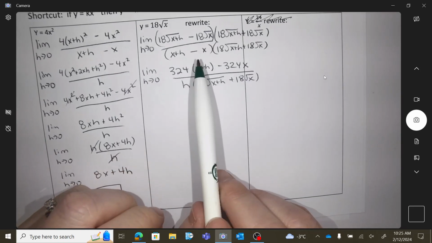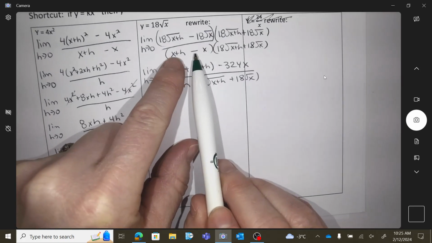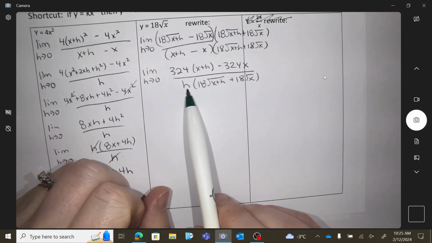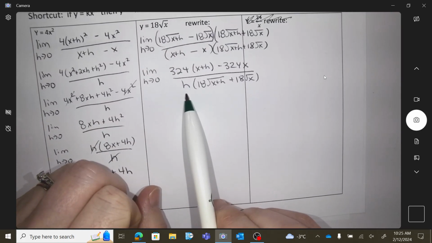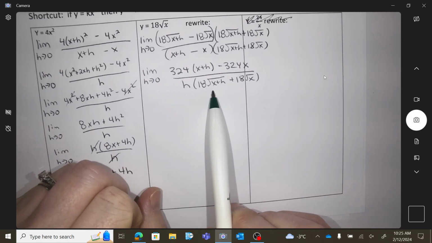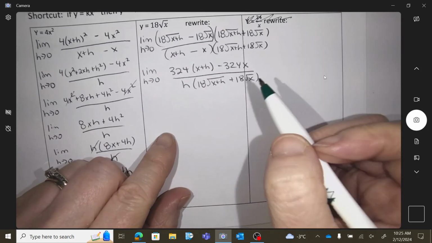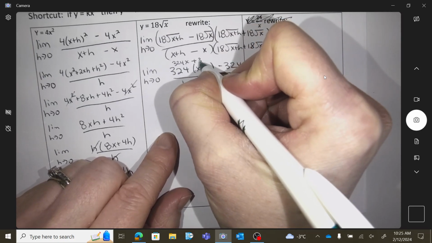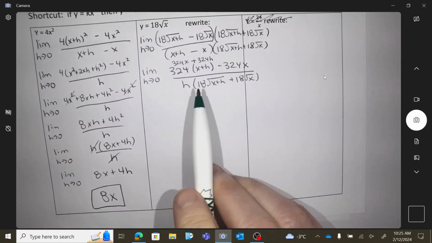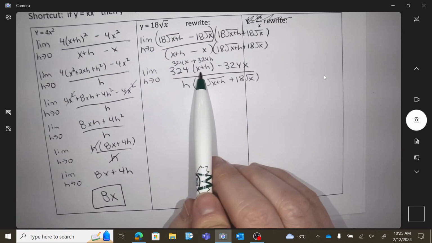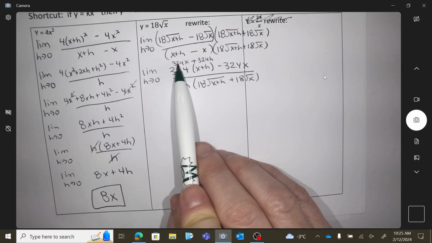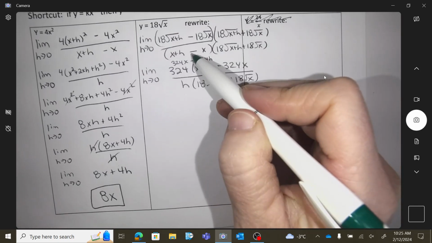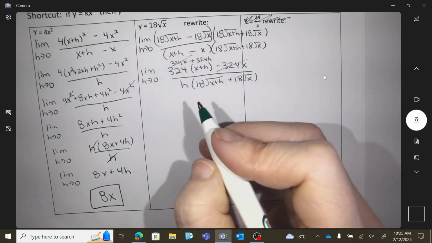Okay, so don't forget on the bottom, where did I get the h from? It's just because this x minus x was gone, so that was just h. And then I just rewrite that. Okay, so here, this 324x and this 324x would go away.